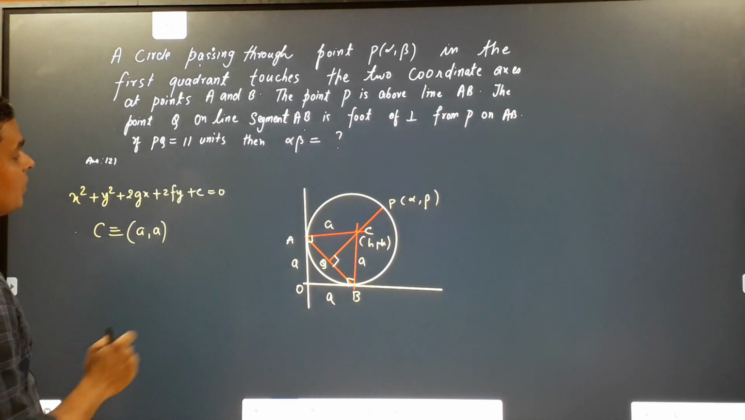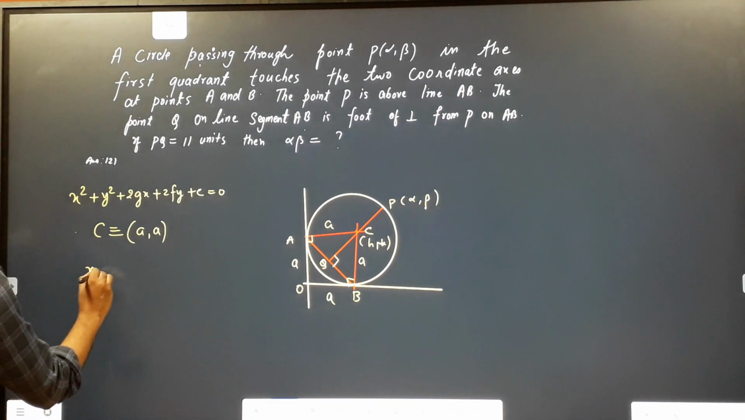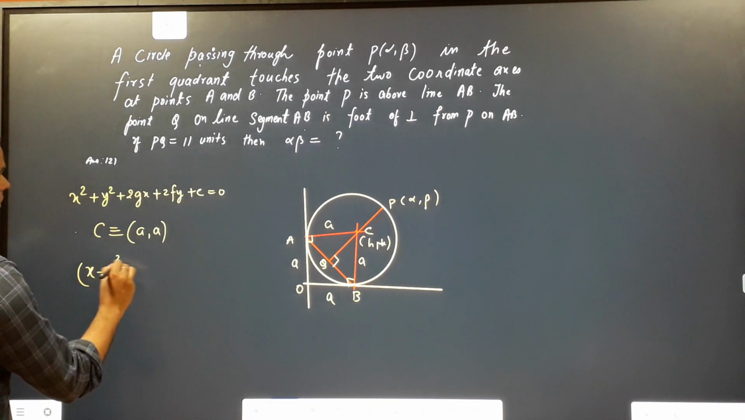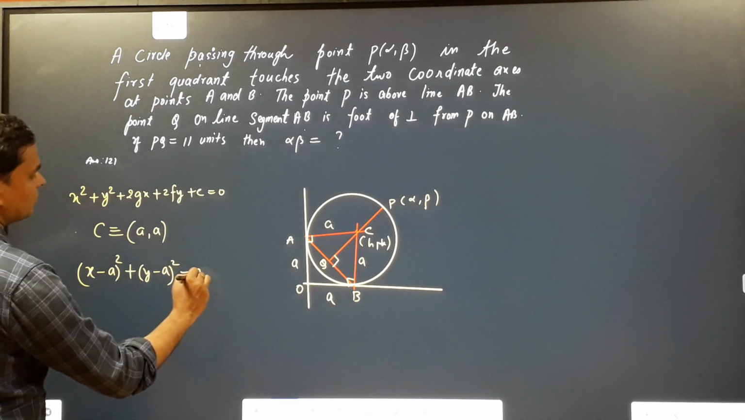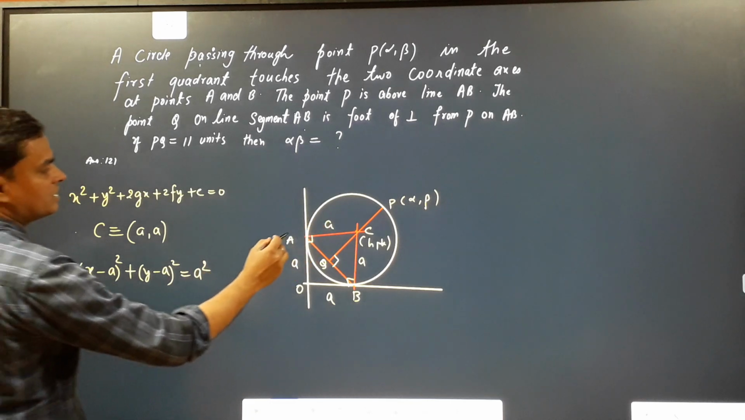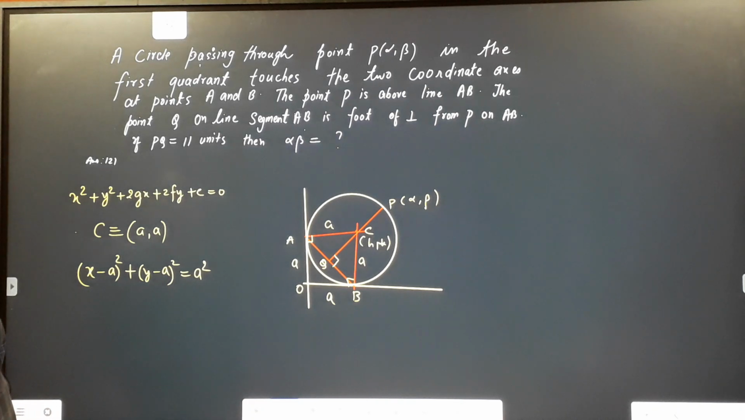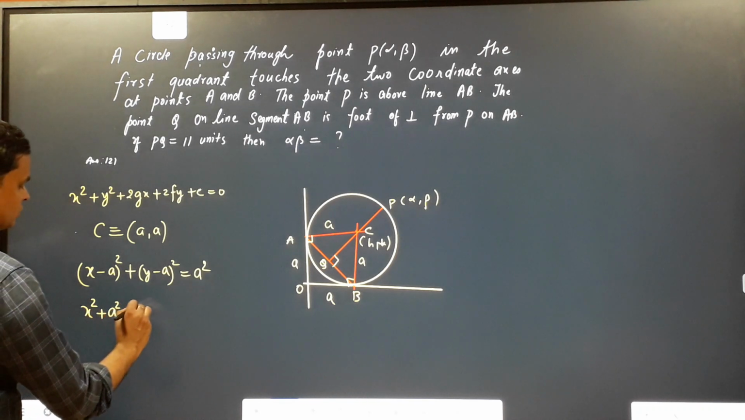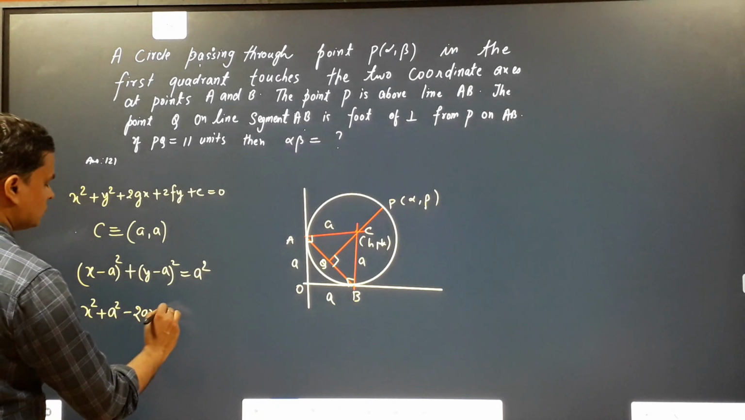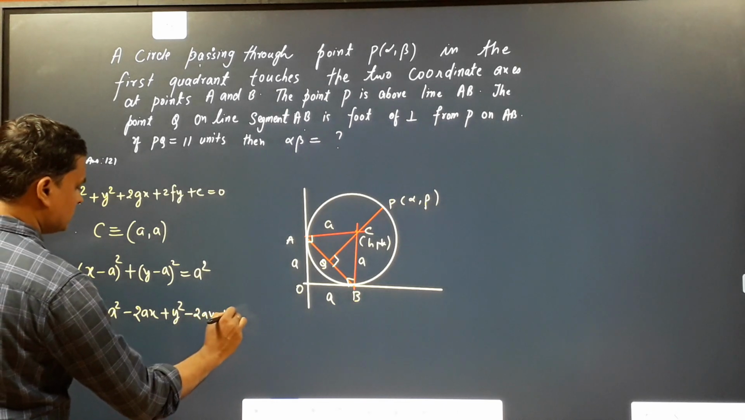Now I want to find the equation of the circle. So how can I find it? Yes, I can write it like this: (x minus a) whole square plus (y minus a) whole square is equal to a square, because the radius also is a. This is the radius, the line joining the center to any point on the circle. So this is our equation of the circle. That means x square plus a square minus 2ax plus y square minus 2ay plus a square is equal to a square.